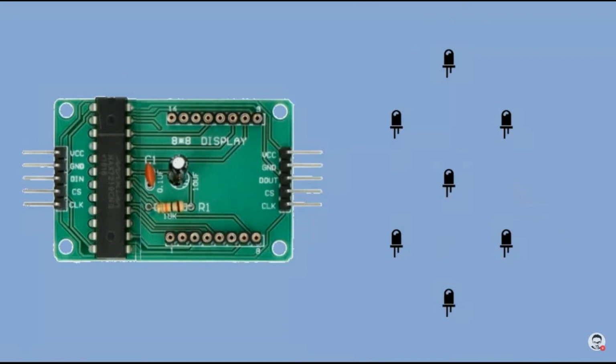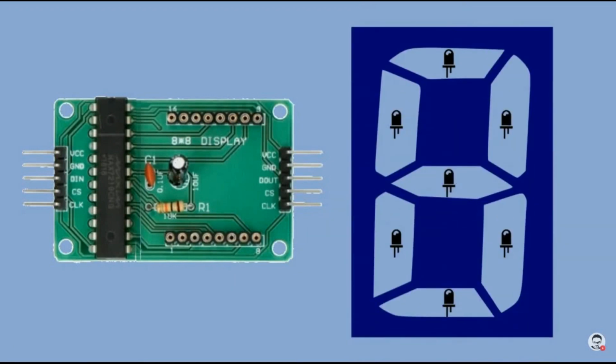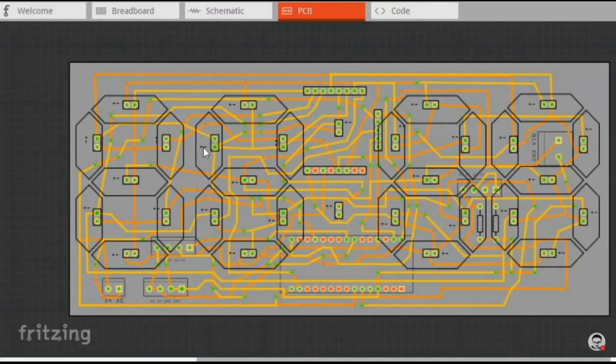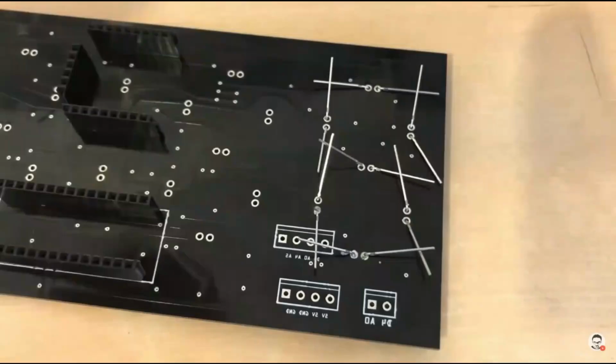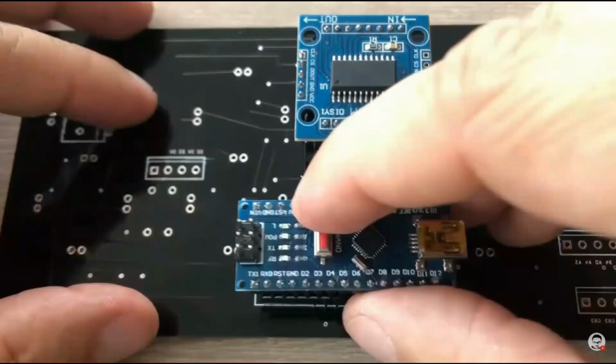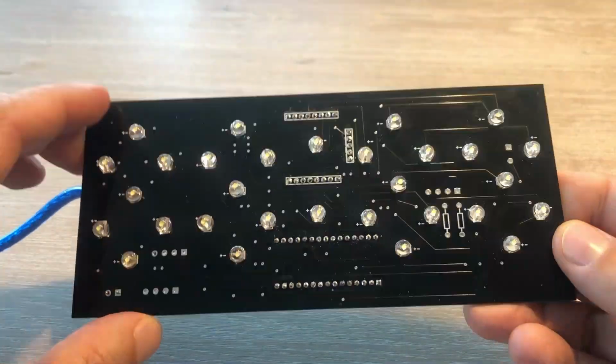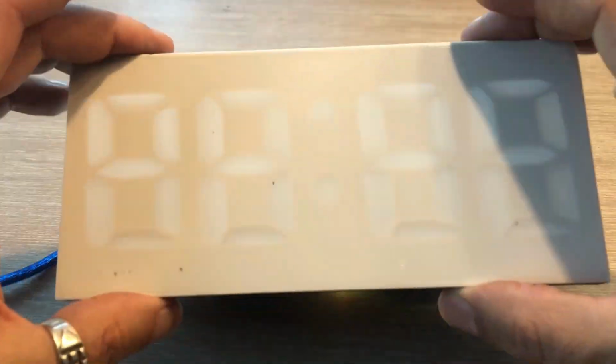I was planning to build a digital clock using the MAX7219 chip to control four large custom 7-segment displays. I designed the PCB for it. I ordered it. Then I soldered on the LEDs and other components. I even printed the front panel for the clock.